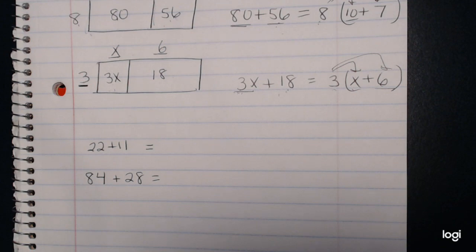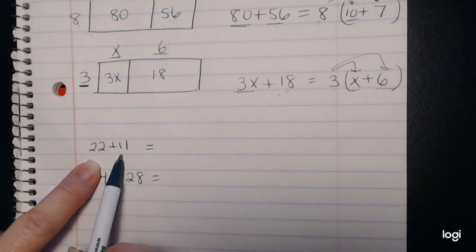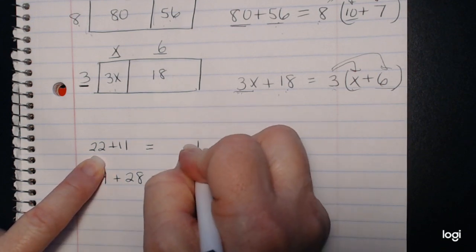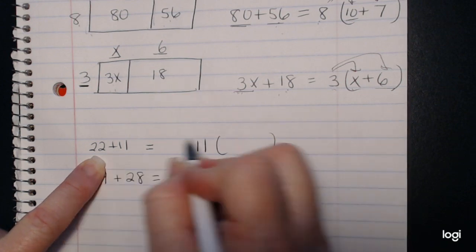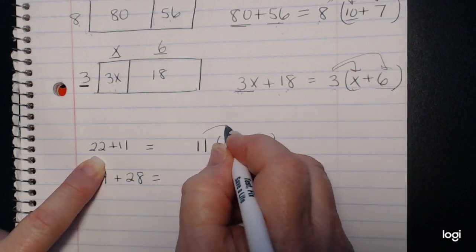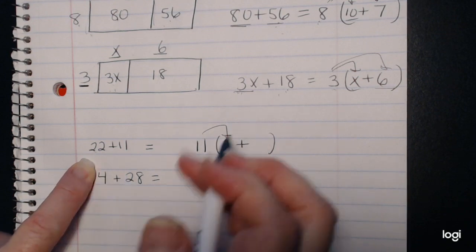All right, if you didn't finish, pause your video so that you can. But if you looked at 22 and 11 on your greatest common factor sheet, you found that the largest factor you pulled out was an 11. We make our parentheses and we put a plus. 11 times what is 22?